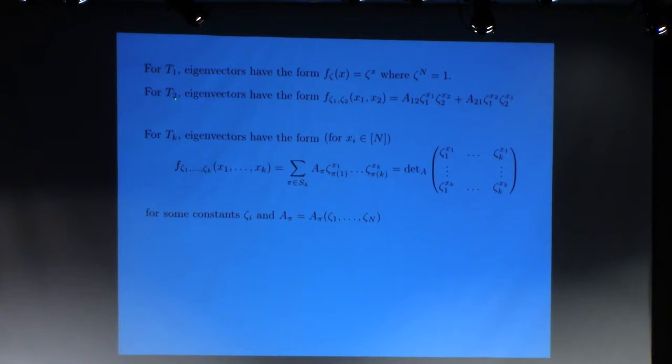But for the two-particle matrix, it's already much harder. But the amazing fact is that the eigenvectors have a formula that generalizes: a nice form as a sum of two exponentials. This eigenvector has two parameters, zeta 1 and zeta 2, and x1 and x2 are the positions of the particles coming in on a given row. As a function of x1 and x2, the eigenvector looks like this: some constant, zeta 1 to the x1, zeta 2 to the x2, plus another constant, zeta 1 to the x2, zeta 2 to the x1. You just switch x1 and x2.